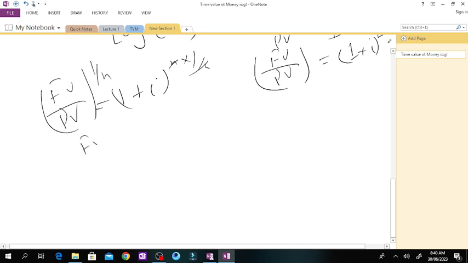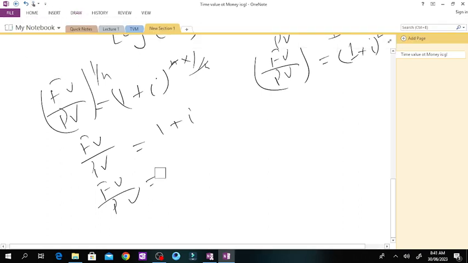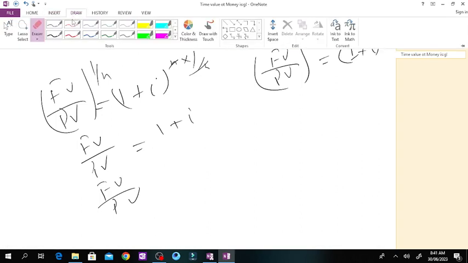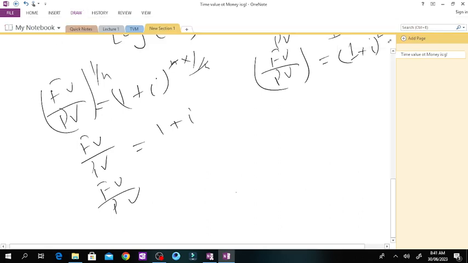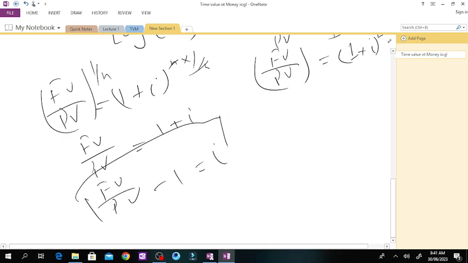This one, future value, present value, 1 plus I, future value, present value, and what you will do, you will shift 1 to the other side, and the case would be like this. Now that would be formula number 4, and this is I, known as interest rate.